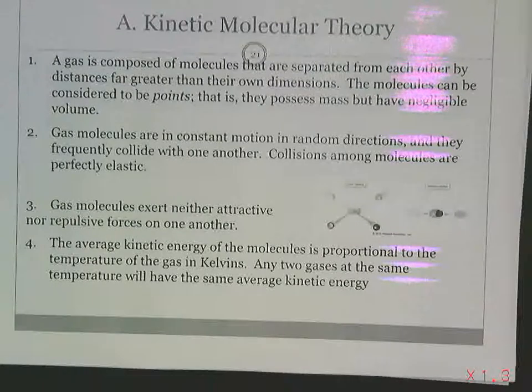We assume they're always in constant motion, moving in random directions, and because of that, they're often running into each other. If one gas is zipping this way, it's going to run into one coming this way, and that's fine. They're going to bump into each other and fling into opposite directions. So this is a picture of an elastic collision.